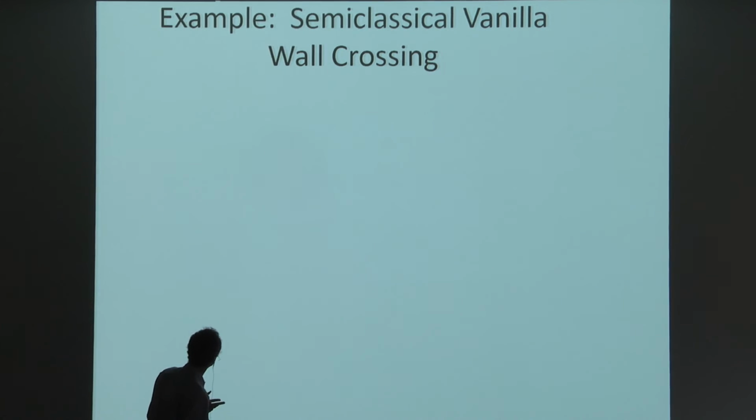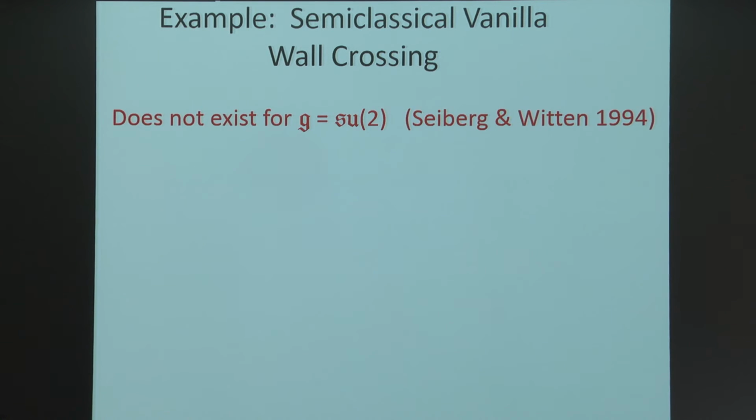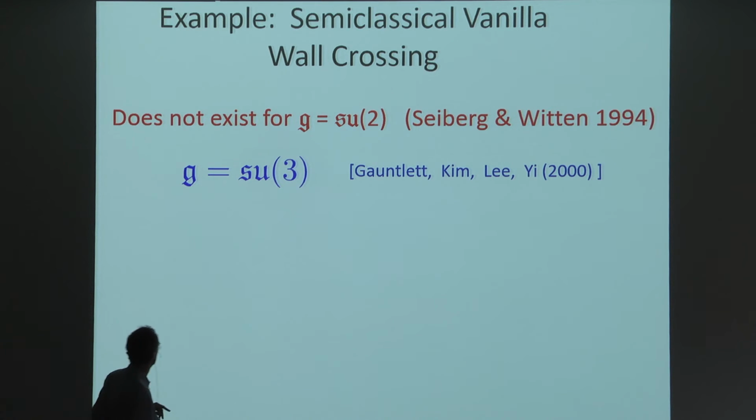So let's first look at semiclassical vanilla wall crossing. That didn't happen in SU(2), so that's not in Seiberg and Witten's paper. They analyzed the spectrum, and there's no wall crossing out in the weak coupling regime. But it does happen as soon as you get to SU(3), and in fact, that's already in a paper of Gauntlett et al. from 2000. Question? Yes, that's right. It does, of course, with matter.